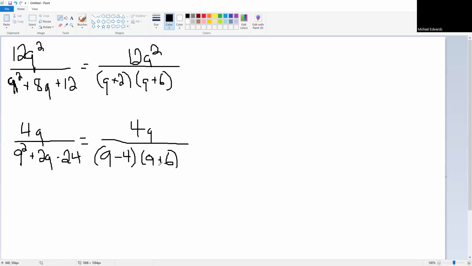You see what's missing. We have two q plus 6s, but this guy doesn't have a q plus 2, and this guy doesn't have a q minus 4. So that's what we do. We basically multiply both sides by what's missing from the other side. So this one is missing a q plus 2, so we're going to multiply q plus 2 on both sides. And this one is missing a q minus 4.